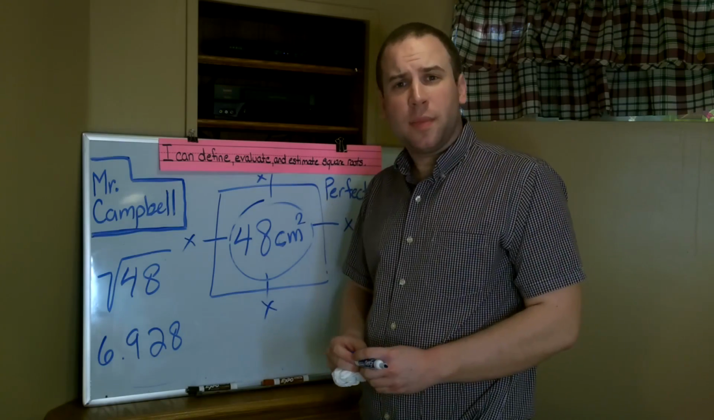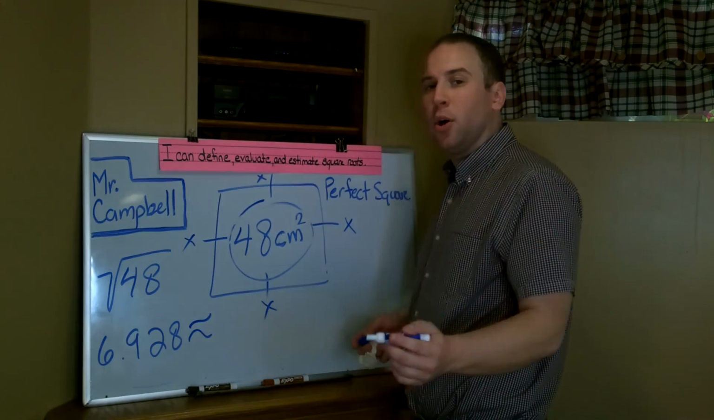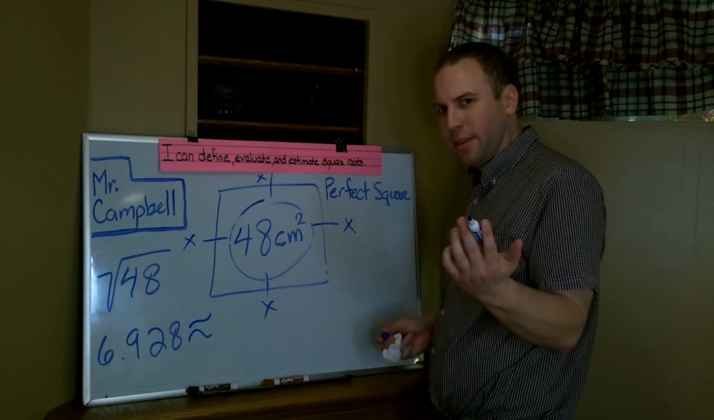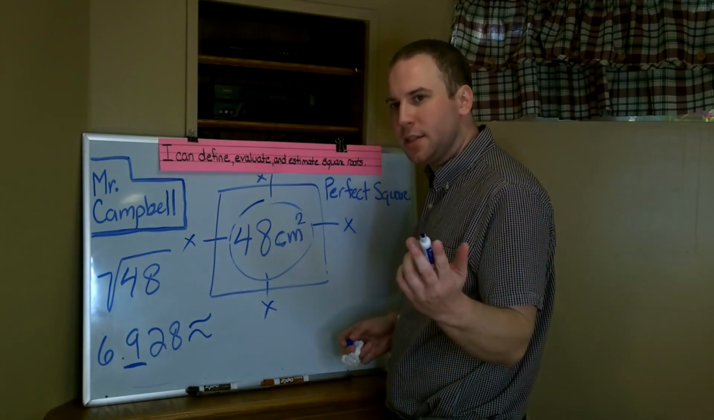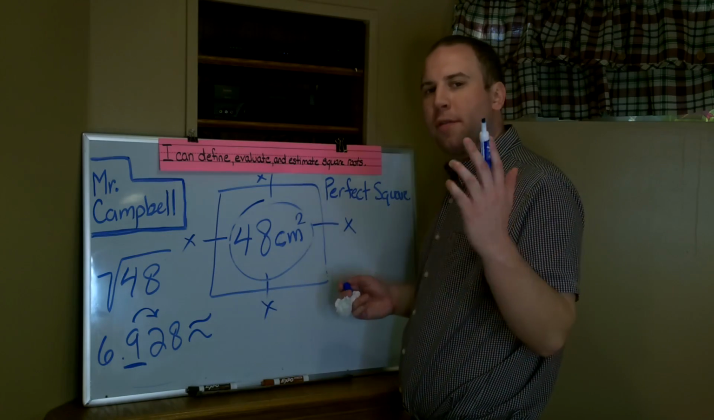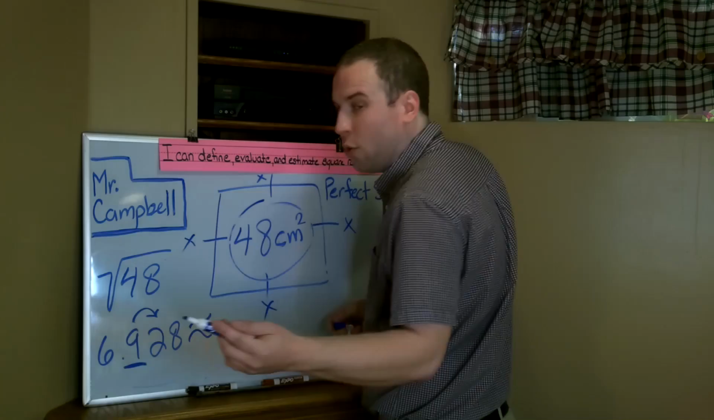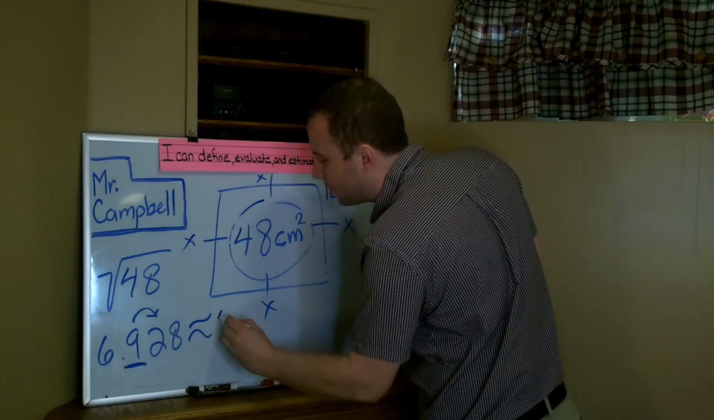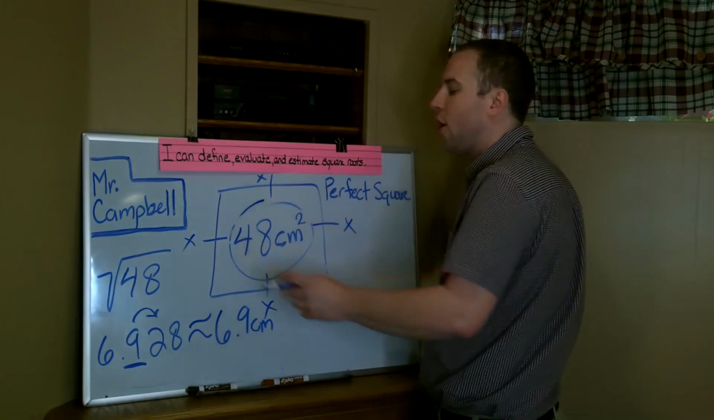Now, for the sake of your square roots, let's say for Mr. Campbell, we round to the nearest tenth. Now, as we talked about before, the 9 is in the tenths place. The number next to the 9 is 2, so as I talked about before, 5 or more, you raise the score. 4 or less, you leave it a mess. The 2 is going to keep that 9 the same, so the answer would be 6.9 centimeters for every single side of this square.